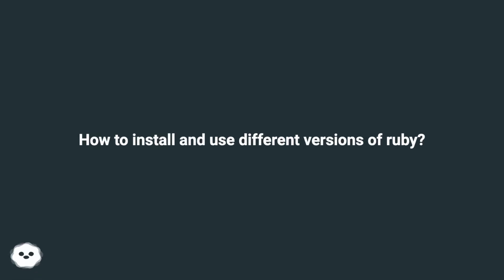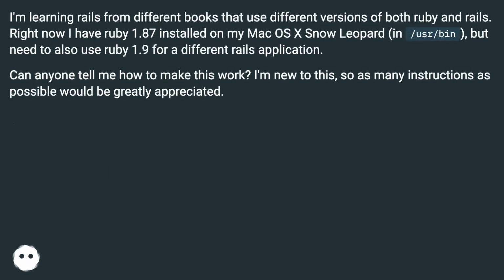How to install and use different versions of Ruby? I'm learning Rails from different books that use different versions of both Ruby and Rails. Right now I have Ruby 1.8.7 installed on my macOS X Snow Leopard, in /usr/bin, but need to also use Ruby 1.9 for a different Rails application. Can anyone tell me how to make this work? I'm new to this, so as many instructions as possible would be greatly appreciated.